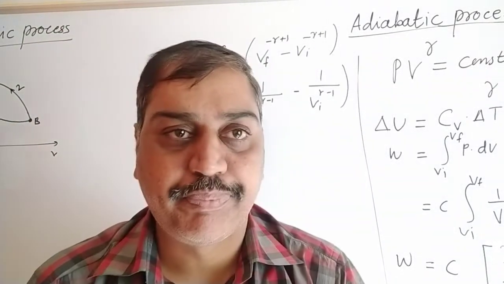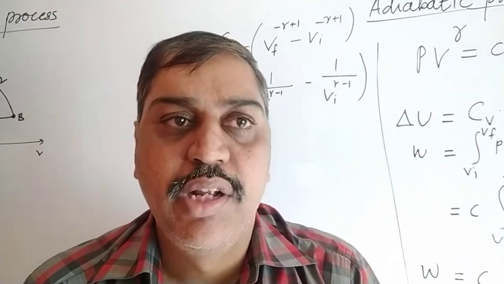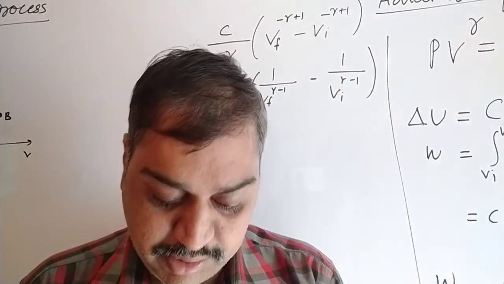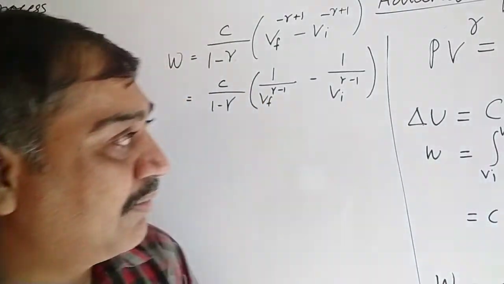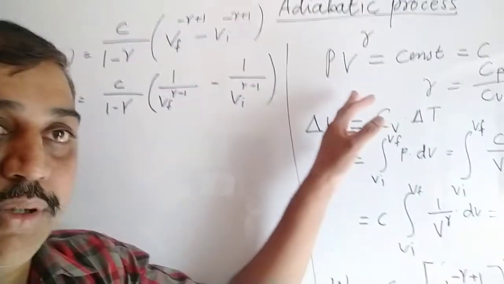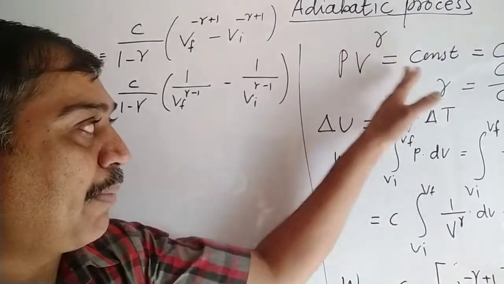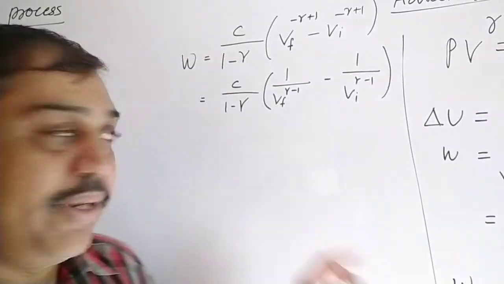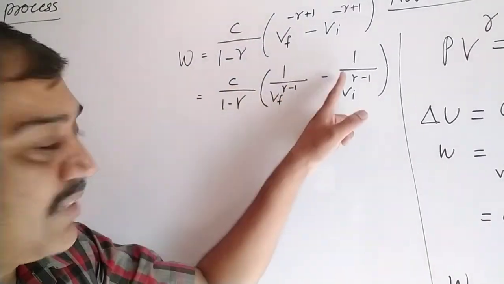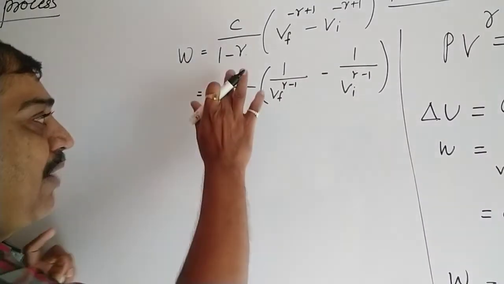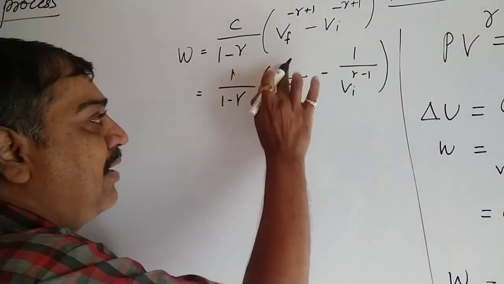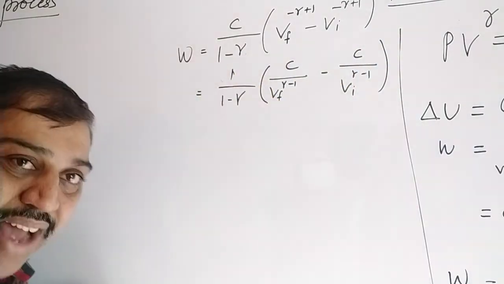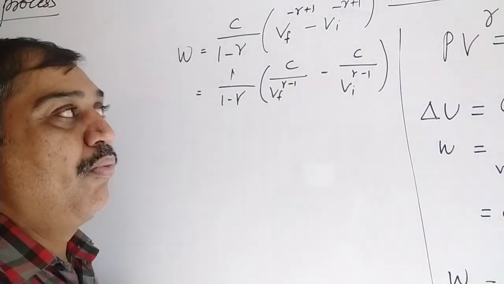Now further we have to solve it. Before going into further details, as we have written in equation 1, PV to the power gamma is C. If you remember this part we have written, I will show it here. PV to the power gamma is C. The value of C is what? PV to the power gamma. Now here it is C. If you move this C inside, what do we get? 1 divided by 1 minus gamma, C divided by this. Put the value of C, P into V to the power gamma.